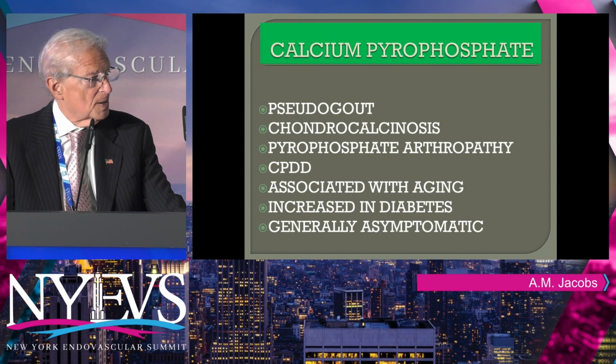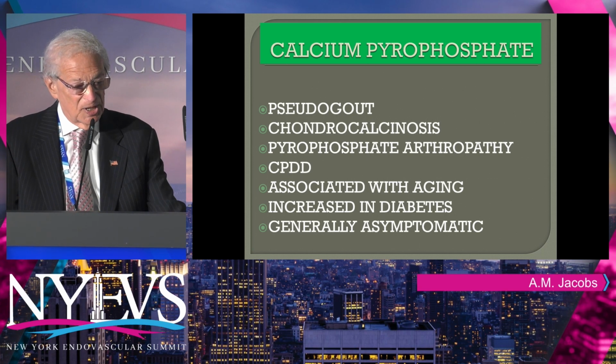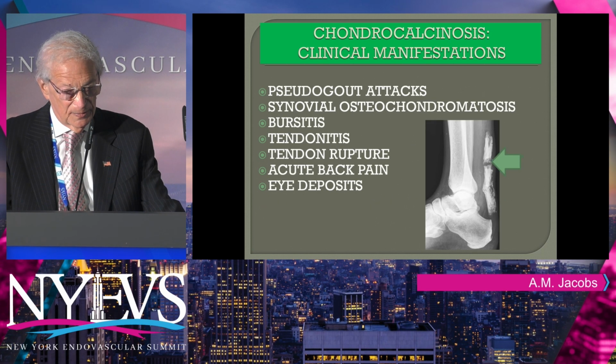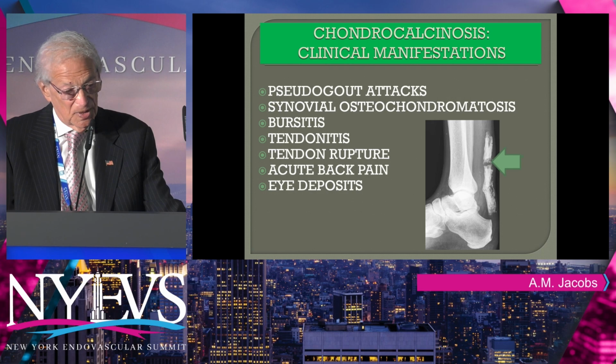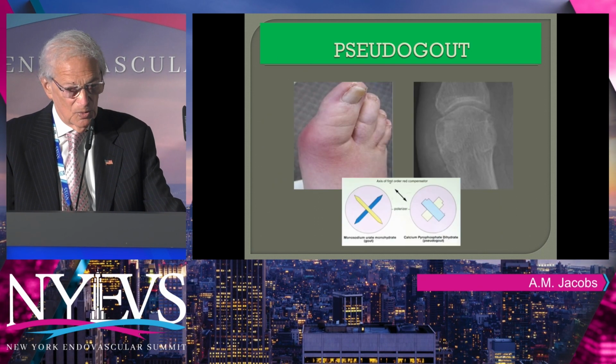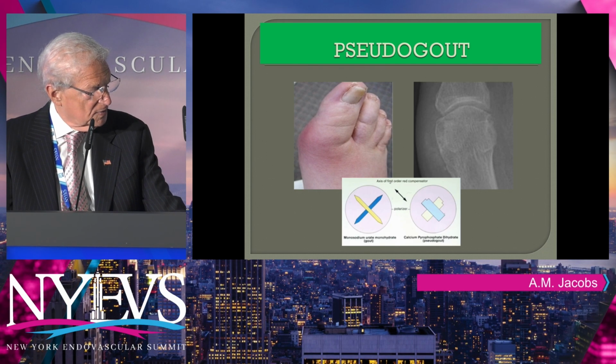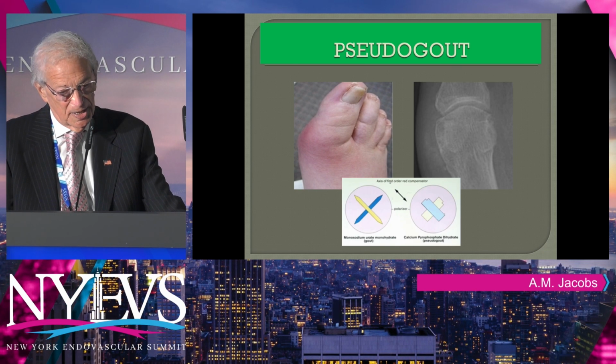Calcium pyrophosphate deposition disease, while it can cause pseudo-gout, many times, again, it can cause this chronic low-grade inflammatory change. This patient with extensive calcification, they could cause what looks like osteochondromatosis. And this is classic pseudo-gout. It's a positively birefringent crystal. It's more rectangular in shape.